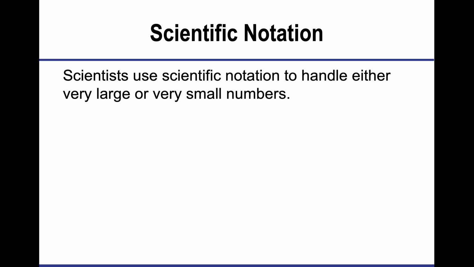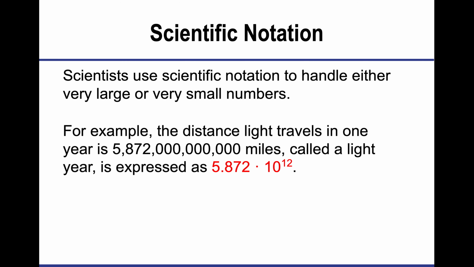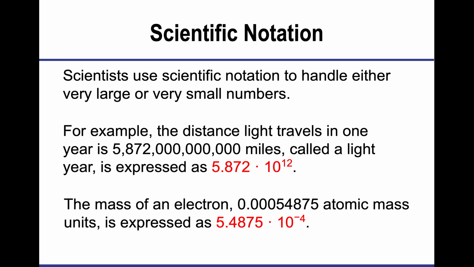Scientific notation is what we use to represent very, very large or very, very small numbers. So for instance, this very large number is going to be the distance that light travels in 1 year. I typically don't write out that many zeros. Typically, we're going to express that as 5.872 times 10 to the 12th power. So that's typically what we're going to do because we don't want to show all of those zeros, especially since the zeros don't have a lot of meaning other than place value for a very large number.